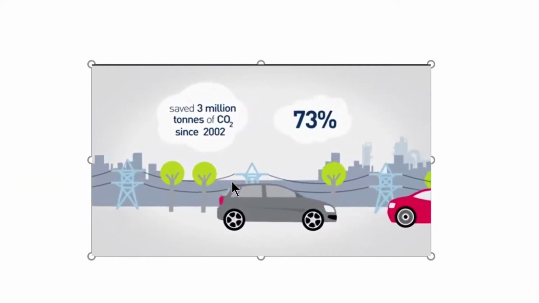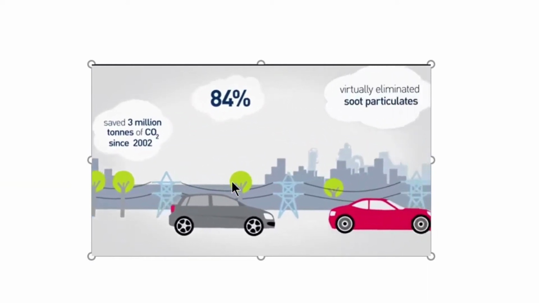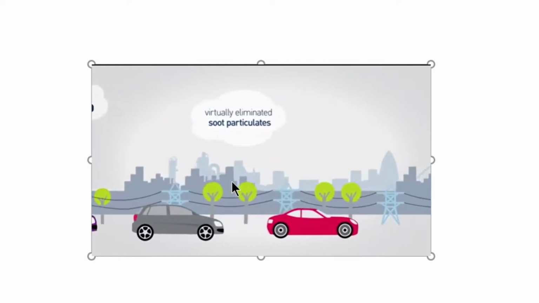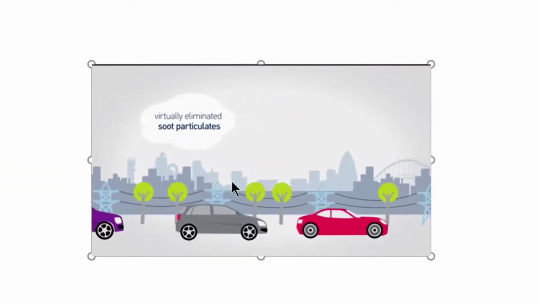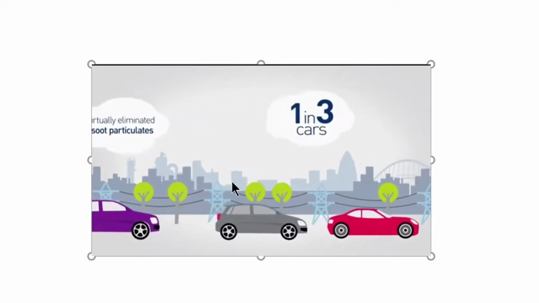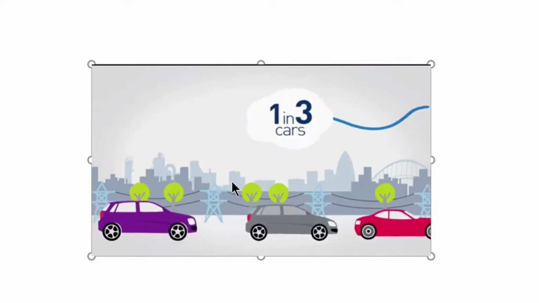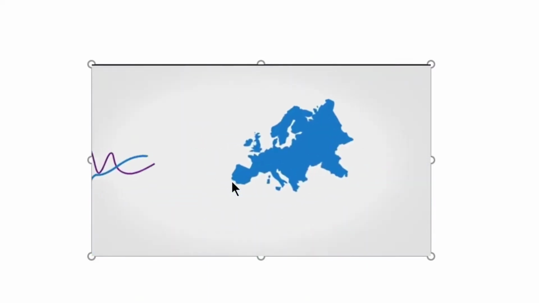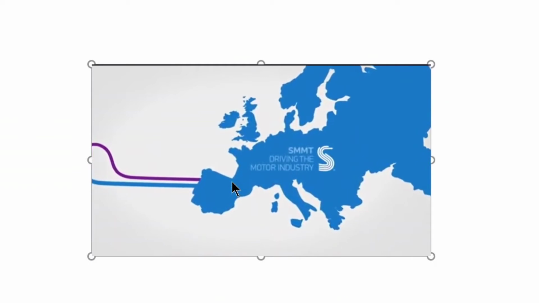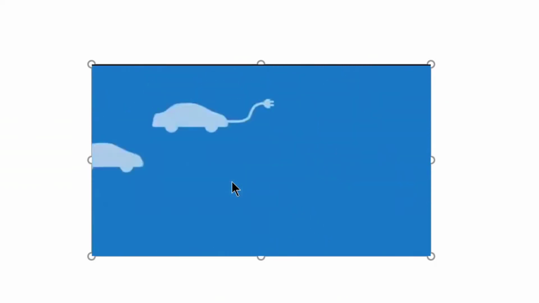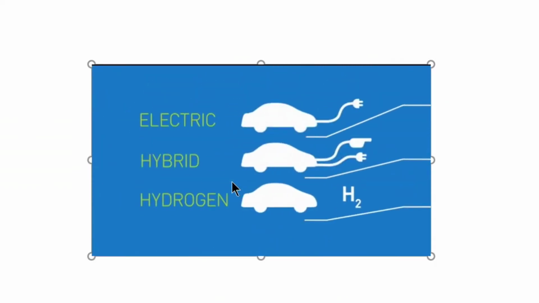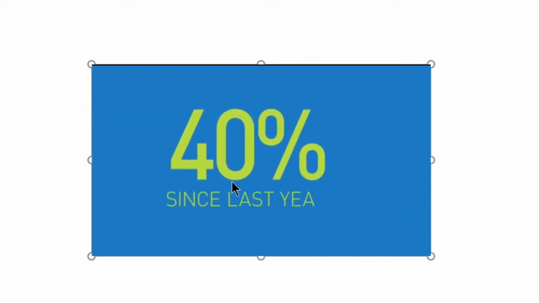Cut nitrogen oxide emissions by 84% over 15 years, and virtually eliminated soot particulates. 1 in every 3 cars on British roads is a diesel, and we're leading the way in cutting nitrogen oxide emissions in Europe. From electric and hybrid to hydrogen, we're creating new technologies for the future, and demand has grown more than 40% since last year.